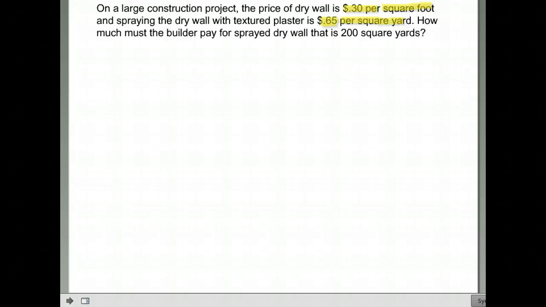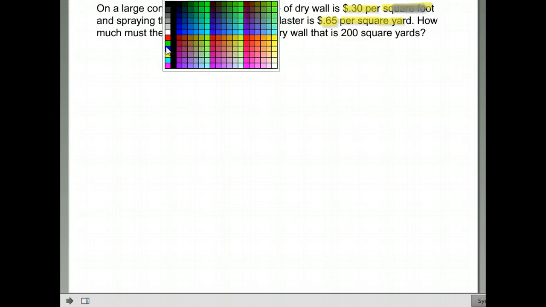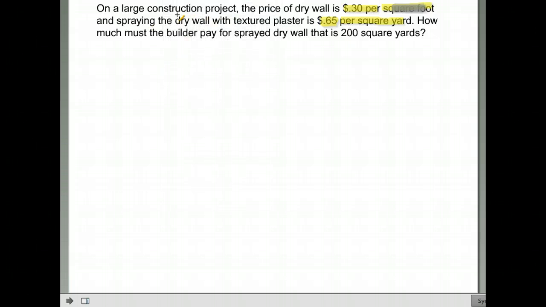So notice we have a difference there. One of them is square feet and the other is square yards. So we're going to have to deal with that. How much must the builder pay for a sprayed drywall of 200 square yards? So when we look at this, we need to change either square yards to square feet or square feet to square yards. Since we have two things that are in square yards and only one that's in square feet, let's change the square feet. Now this is a place where people make errors all the time.